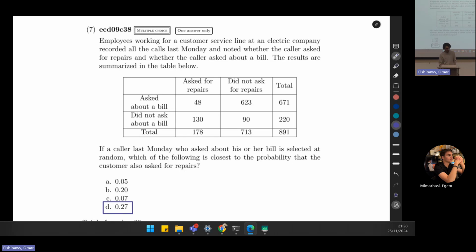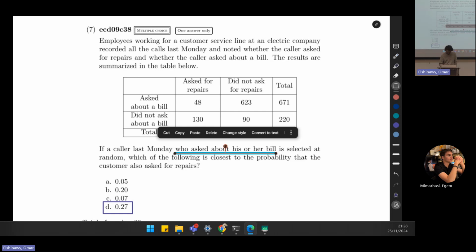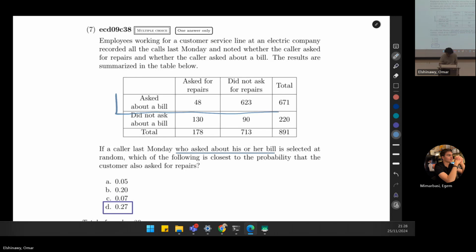Why do you think this is the answer? The precondition is people who asked about his or her bill who also asked about repairs. So which one is the precondition? The precondition is the subset of people we're looking at. People who asked about the bill. Yes. So we're looking at people who asked about their bill. This is the subset of people we're looking at. I say C.